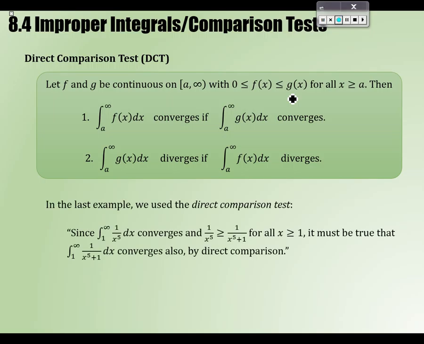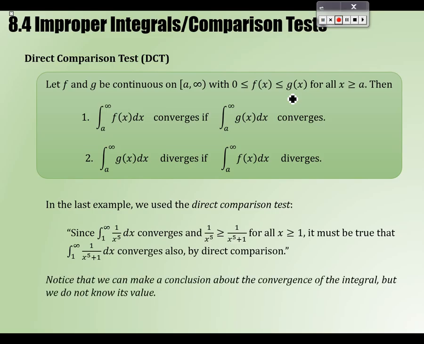So just to clean up the last example, here's what I would actually probably write. You see the quotes around it? You might write, since the integral from 1 to infinity of 1 over x to the 5th dx converges, and this is always greater than or equal to 1 over x to the 5th plus 1 for every x value on our domain of interest, it's got to be true that this integral converges. We're not going to say what it converges to, but we do know it converges. Is that fair?